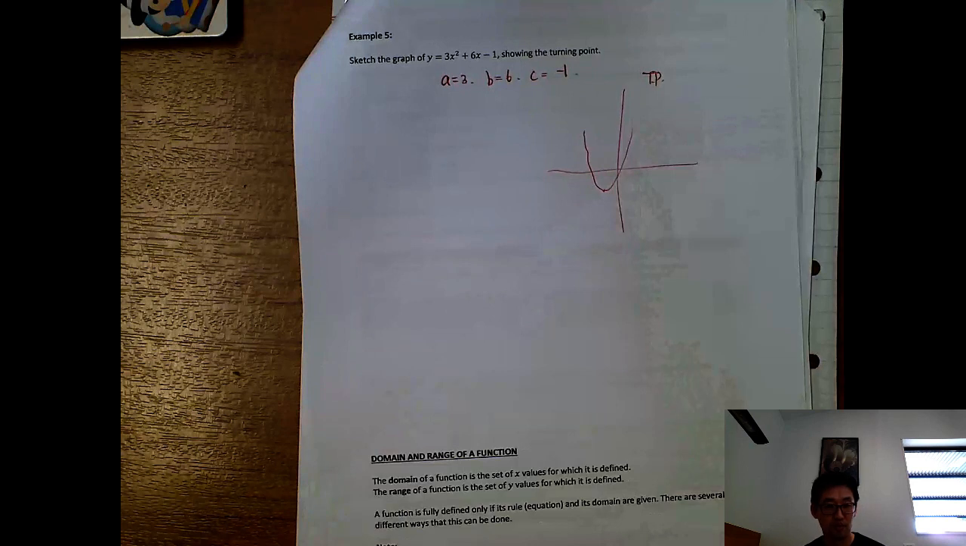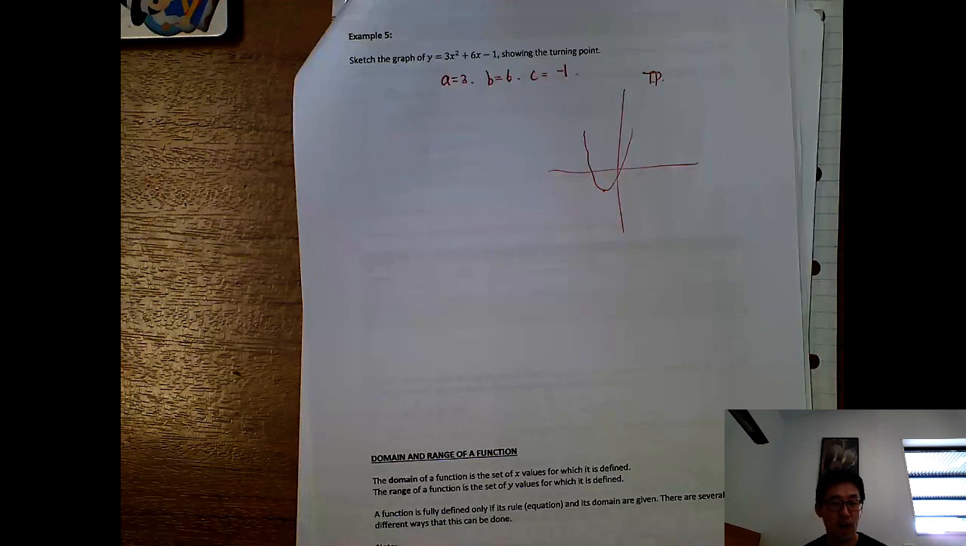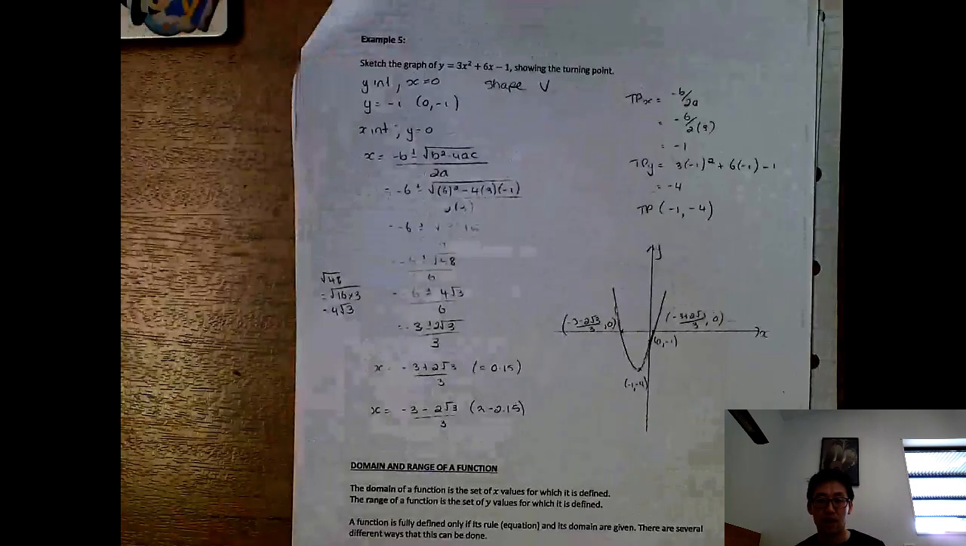Draw a rough drawing, and then there's an x-intercept and y-intercept. X-intercept is when y equals 0, y-intercept is when x equals 0. The numbers can be slightly more complex, but that's all. Okay, you're able to do that, and the solution is here.